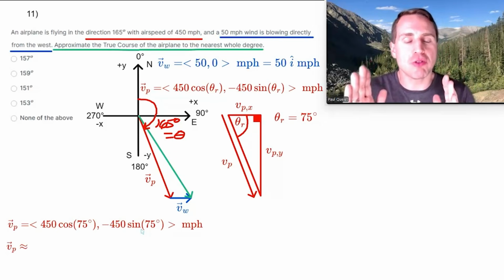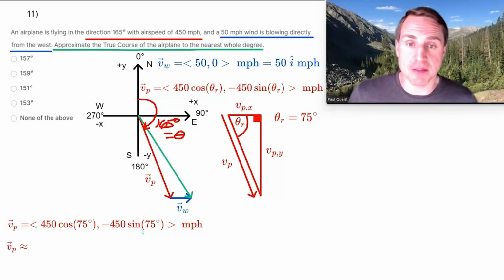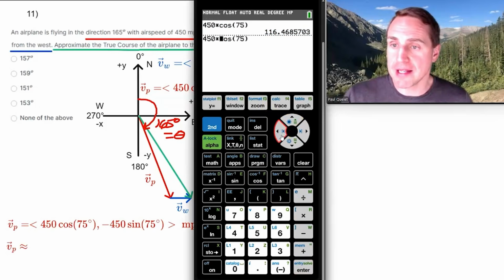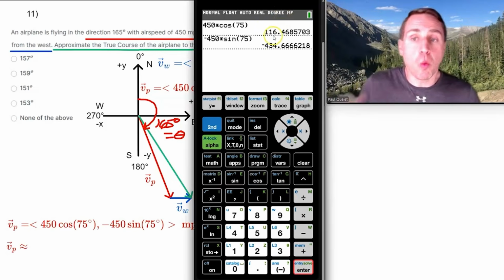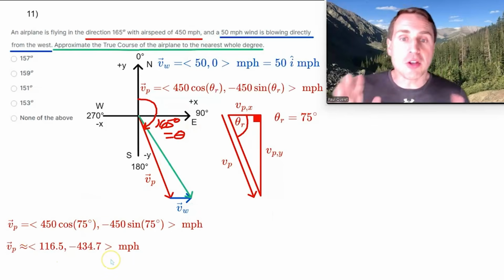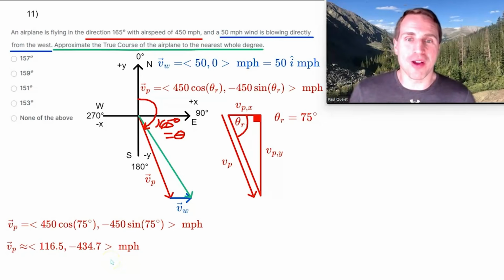We're going to make sure the calculator is in degree mode and do these calculations. Let's get an approximation. So we'll do 450 times the cosine of 75 degrees. And then I'm going to arrow up, change cosine to sine, and make this a negative. So I'm going to go second, insert, negative sign. There we go. So we're going to have 116.5 miles per hour and negative 434.7 miles per hour. Okay, so now we have the approximations for the plane's velocity, x and y components.